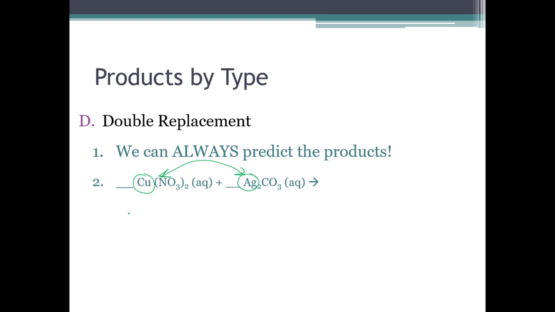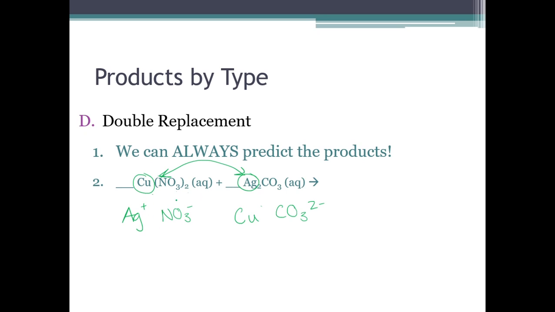So when silver comes over here, it'll form the silver ion, that's Ag+, and it's going to be paired up with this nitrate, which is NO3-, like we saw earlier. And now we'll have copper over here. We'll leave the charge for a second, and it's going to be paired up with carbonate, which is CO3 2-. We need the charge on the copper, which we have, because, as we saw over here, we needed 2 nitrates to cancel out the charge of our copper.